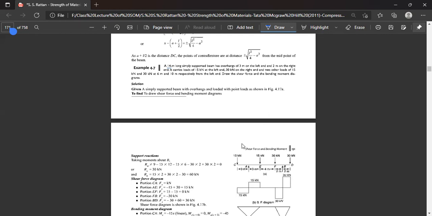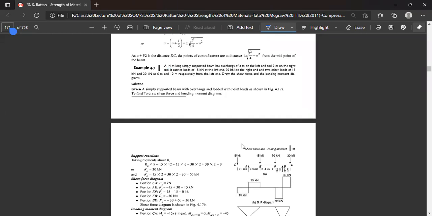So what we have here is the supports at A and B, and the total length is given as 14 meter from this end to this end. The overhang is equal to 3 meter from C to A and 2 meter from B to D, and it is carrying 15 kilonewton and 30 kilonewton at both ends, and also another 15 and another 30, at distances 6 meter and 10 meters from the left end respectively.